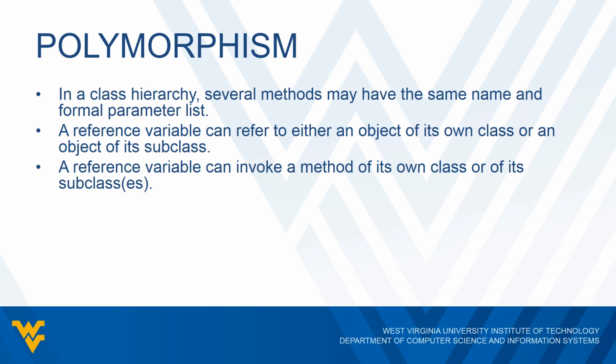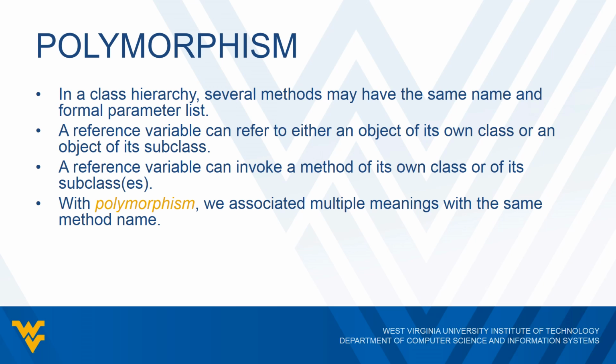So this is where we get to this whole binding thing that we just talked about, where we're mapping the method call with a particular meaning. And this all comes down to what we call polymorphism. So the idea with polymorphism is that we're associating multiple potential meanings with the same name. And this is done in Java by using late binding.